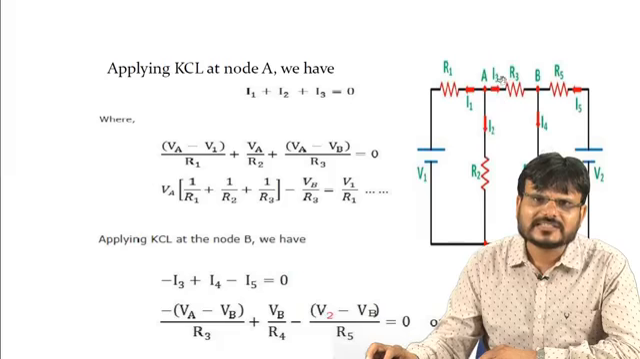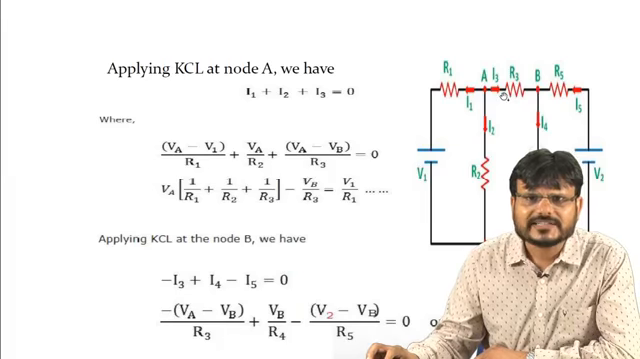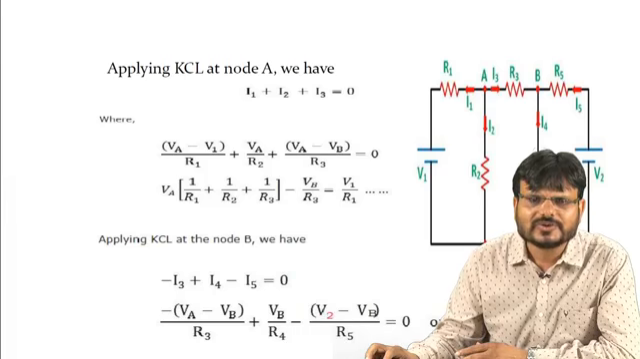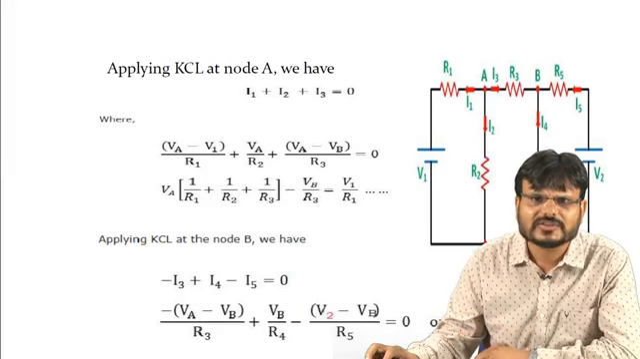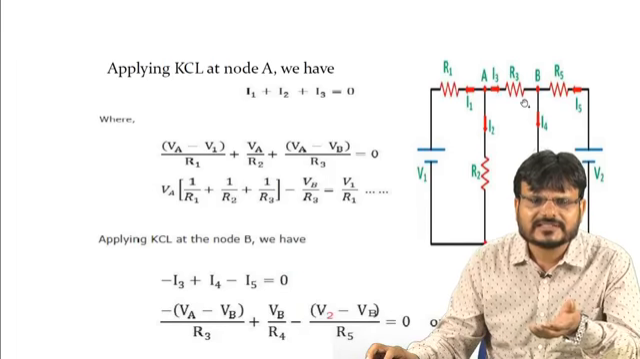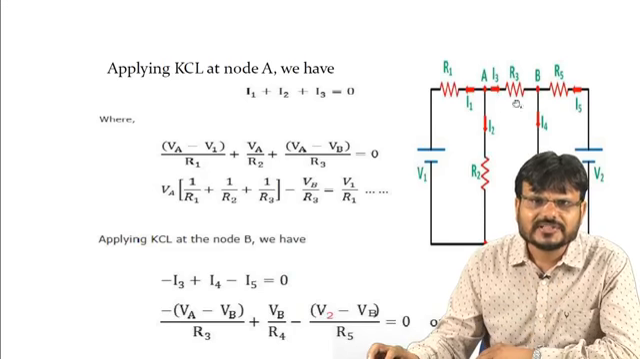Now you have applied KCL at node A. Now you have to apply KCL at node B. Here you can see that I3 is an incoming current, I5 is also an incoming current, and I4 is an outgoing current. As per KCL, incoming current is equal to outgoing current, or the algebraic sum of the currents is equal to 0. Incoming current can be denoted as negative and outgoing current as positive. So minus I3 plus I4 minus I5 is equal to 0.